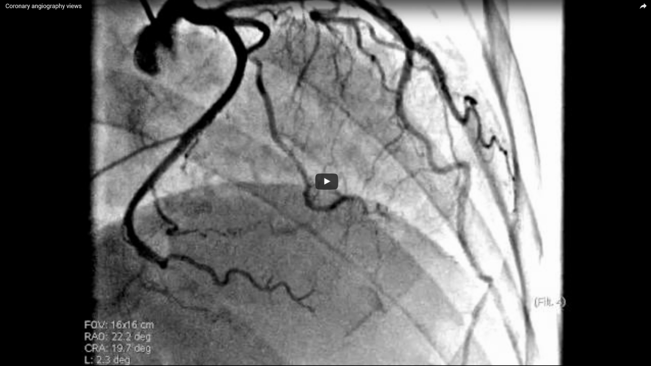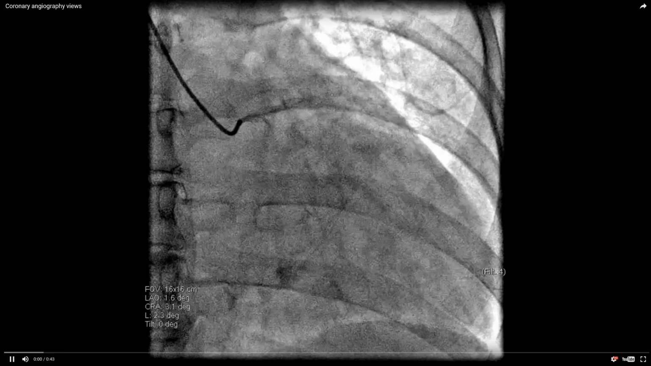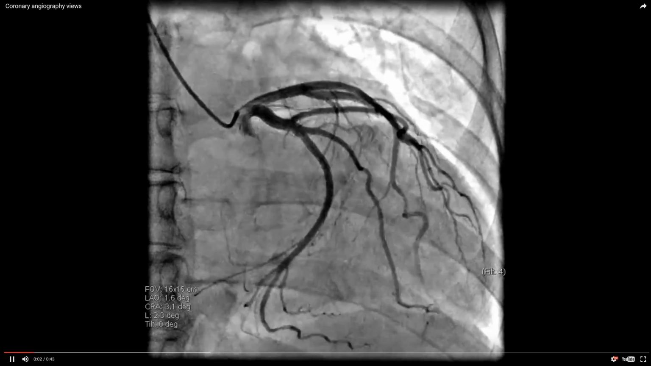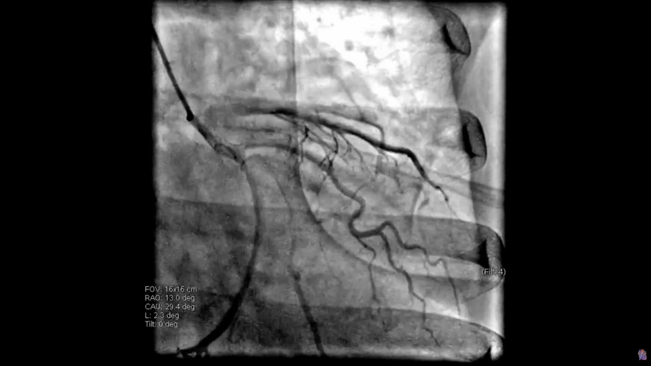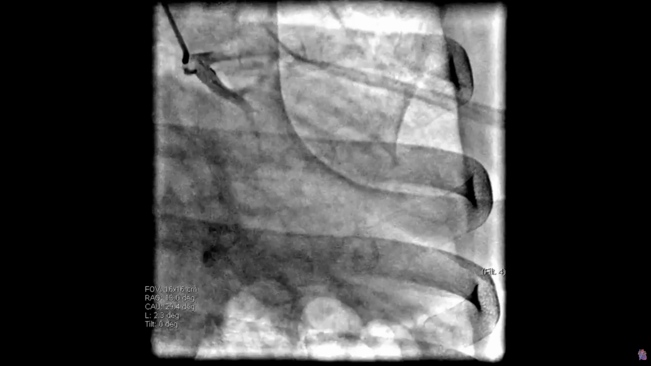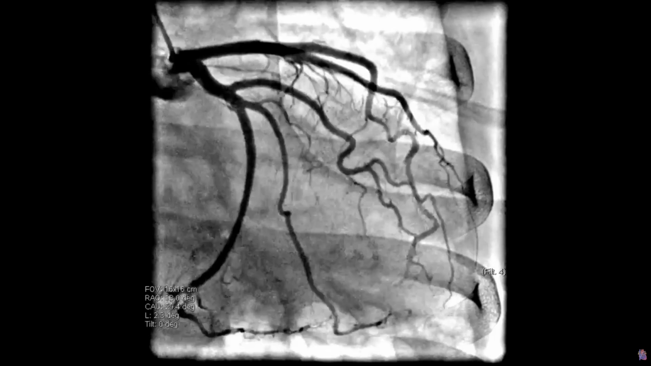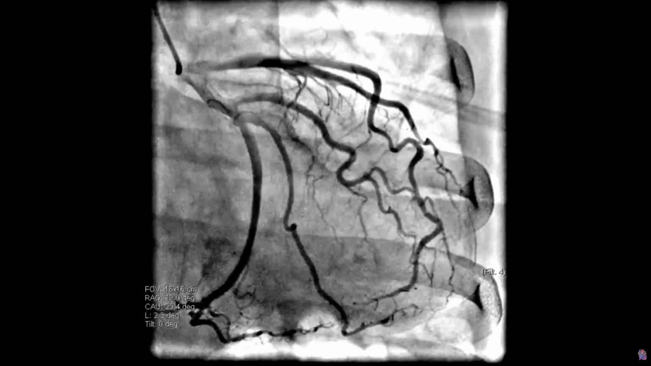So I believe, if YouTube is working, that this is a nice example of some coronary angiography. And that just shows you what it looks like when we're in the room. Well, not exactly what it looks like, but this is just taken from YouTube just to give you an example of what it's like.